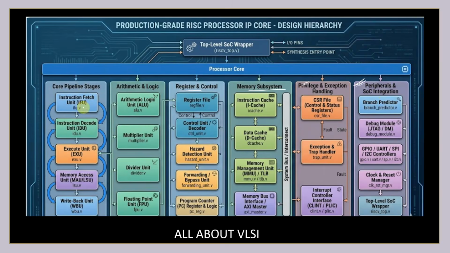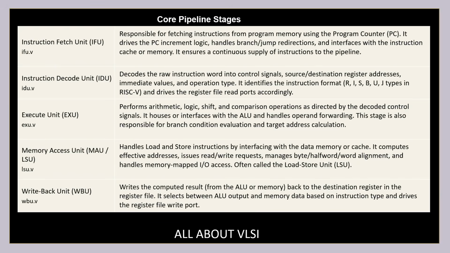In the core pipeline stages, we are going to have IFU unit, IDU unit, execution unit, memory access unit, write back unit. In the arithmetic logic unit, we are going to have ALU, multiplier, divider, floating point. In register control, we are going to have register files, control unit, and decoder, and so on. This is my memory subsystem, which is going to have cache memories, connected with my privilege and exception handling using the bus interconnect. So this is the basic overview of what we are going to implement during this particular course of RISC-V IP core design.